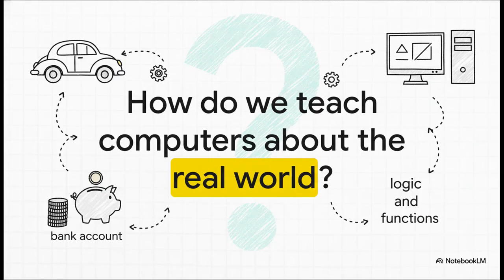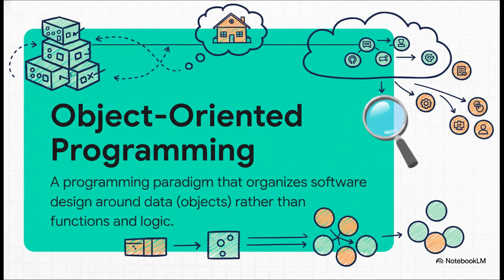So think about this. For the longest time, one of the biggest challenges in coding was this gap. The gap between how we humans see the world, full of things, objects, and how computers work, which was all about pure logic and functions. How do you actually explain what a car or a bank account is to a machine? And then came the answer that pretty much changed everything.